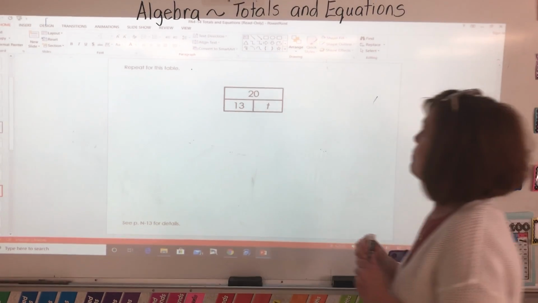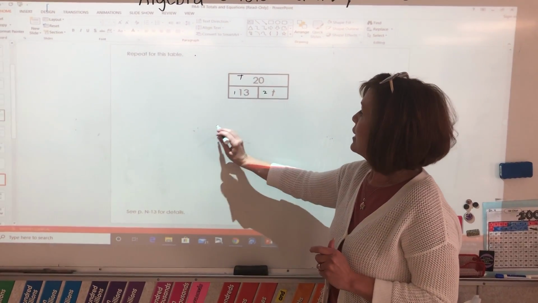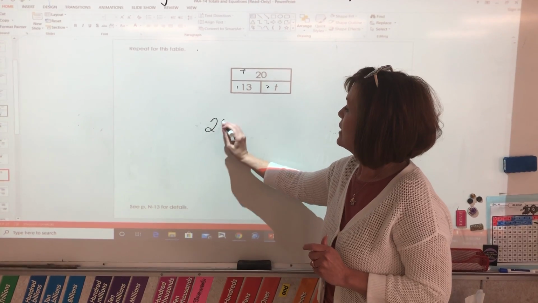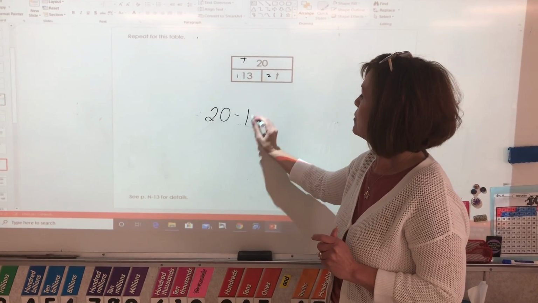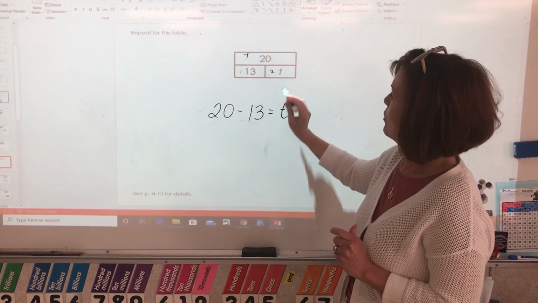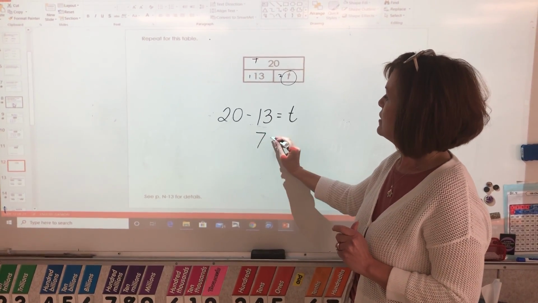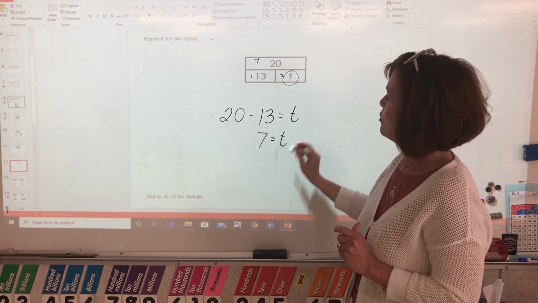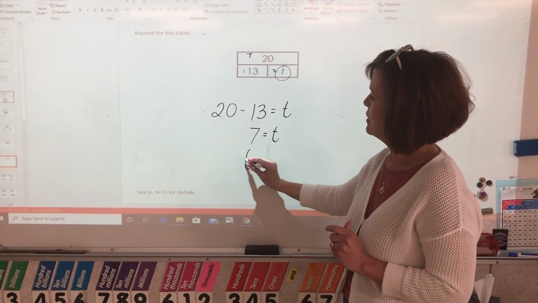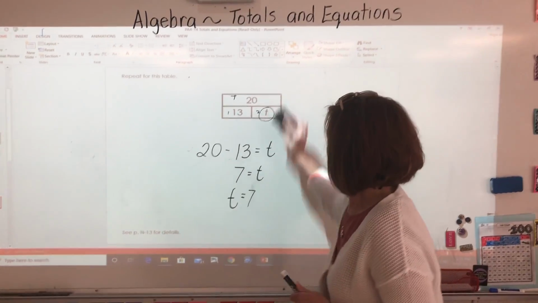Again, another example. I've got my total and I've got part 1 and part 2. I can take my total and subtract one of the small numbers to solve the missing unknown number, which is called t. 20 minus 13 is 7. T equals 7. And you can write 7 equals t, and you can write it this way. T equals 7.